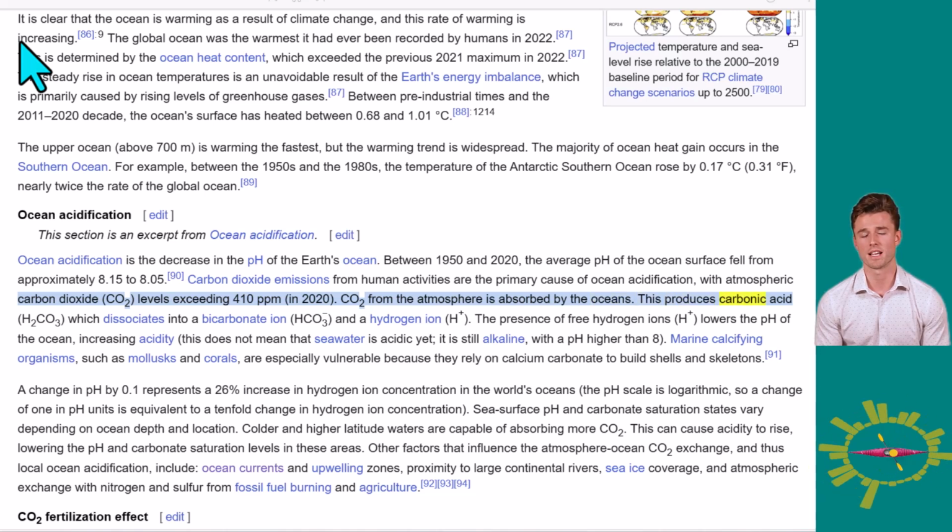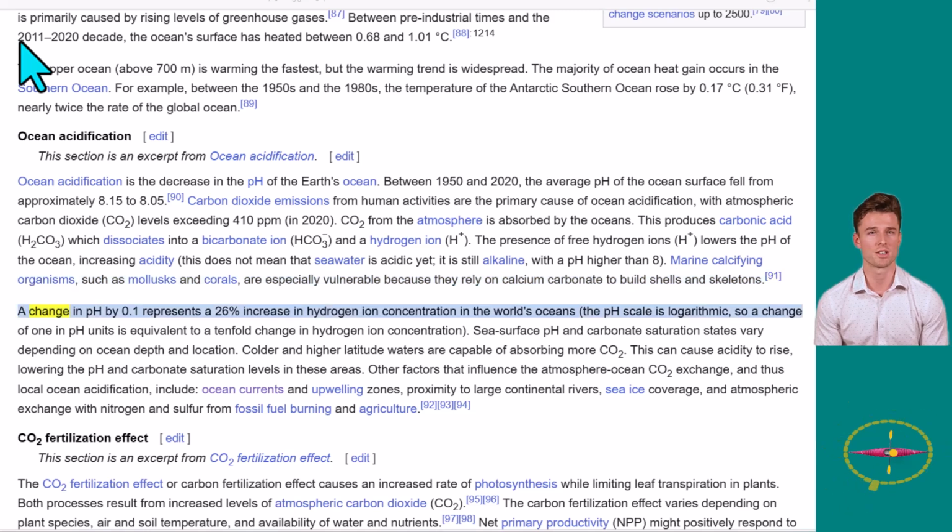This produces carbonic acid, H2CO3, which dissociates into a bicarbonate ion, HCO3-, and a hydrogen ion, H+. The presence of free hydrogen ions, H+, lowers the pH of the ocean, increasing acidity. This does not mean that seawater is acidic yet; it is still alkaline, with a pH higher than 8. Marine calcifying organisms, such as mollusks and corals, are especially vulnerable because they rely on calcium carbonate to build shells and skeletons. A change in pH by 0.1 represents a 26% increase in hydrogen ion concentration in the world's oceans.